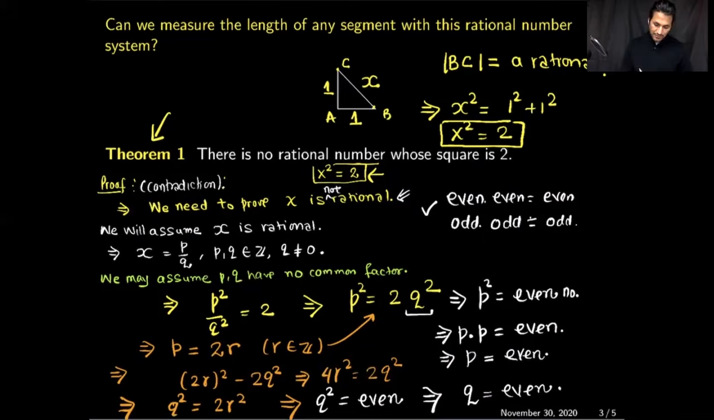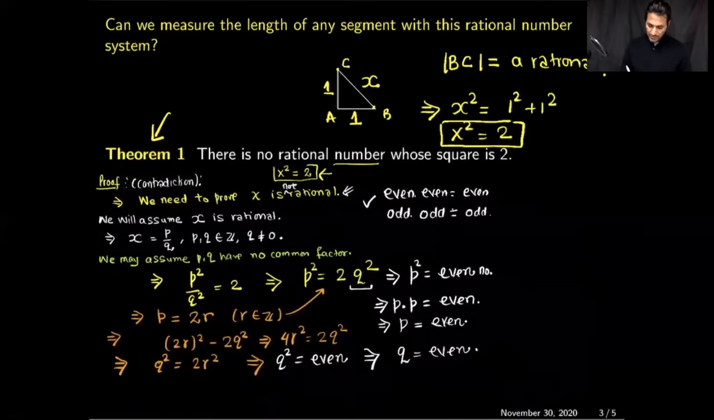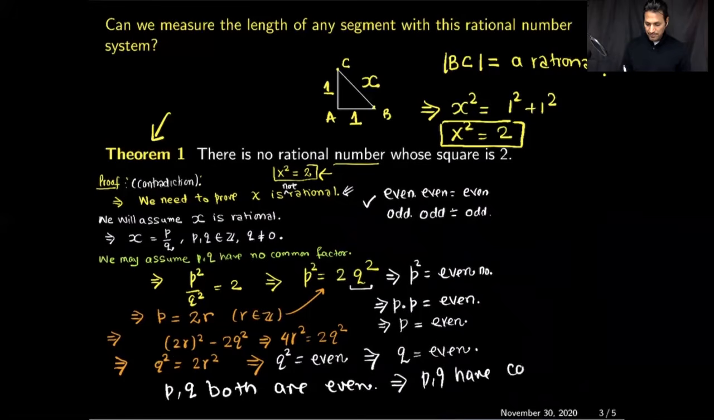So in this proof, what we proved so far is p and q are both even. If q and p both are even, it means p and q have a common factor of 2, because all even numbers have common factor 2. So it means p and q both have a common factor 2.